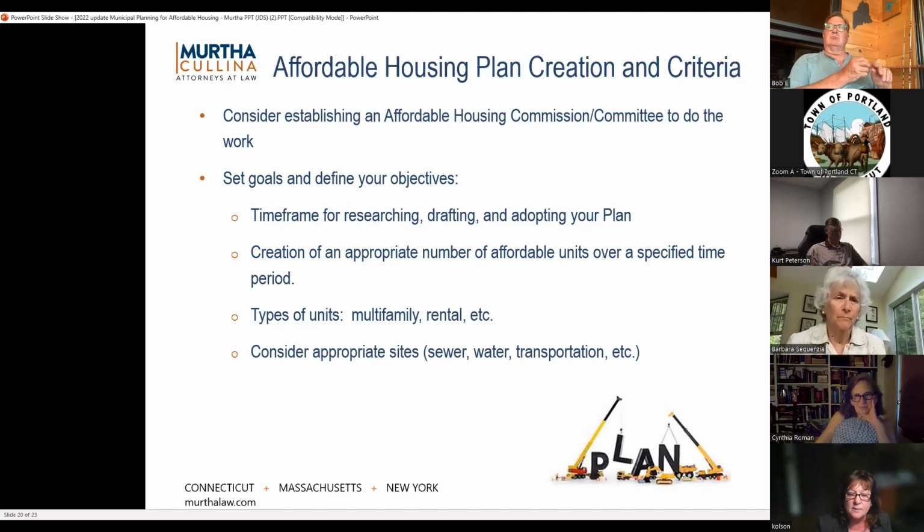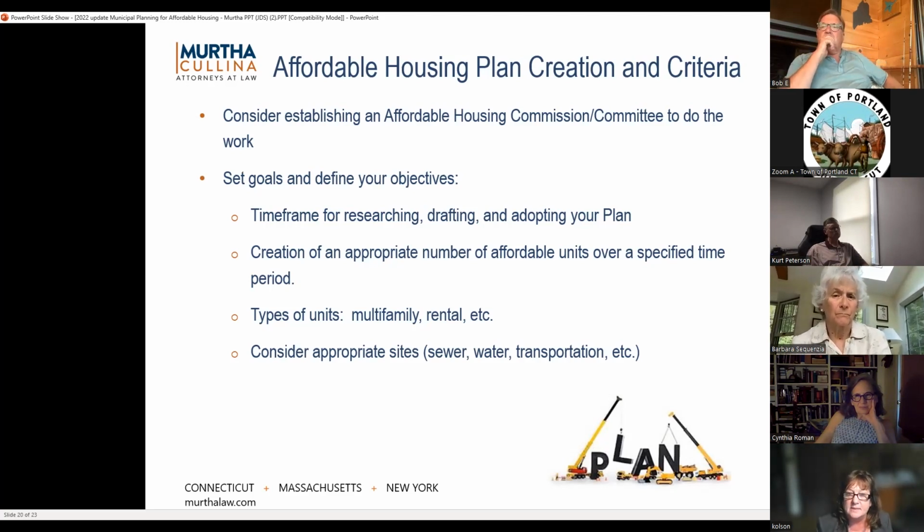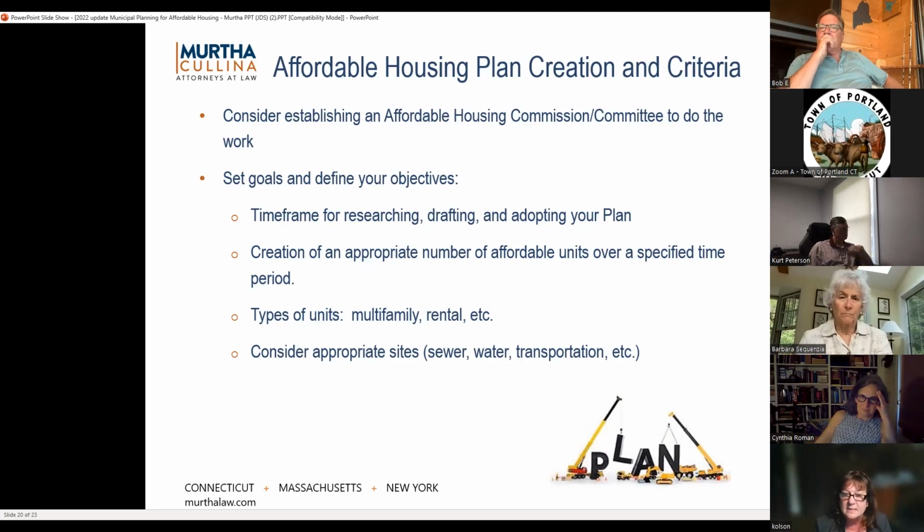Now, how many affordable units is going to be your goal to create within the next 5 years, right? You need to determine the types of units. Are they going to be multifamily units, like condos with ownership rights, rental units, etc.? And I know a lot of that will be driven by whoever the property owner is and the developer is, but you do want to start considering what you deem to be most appropriate. And where most appropriate. And I'll tell you why in a minute.